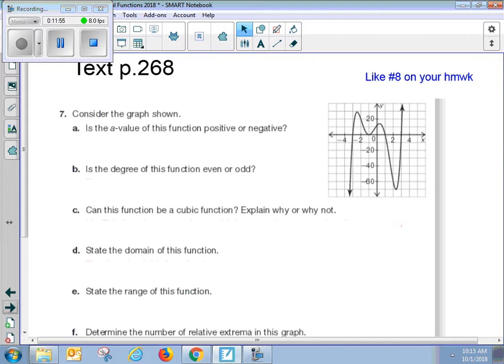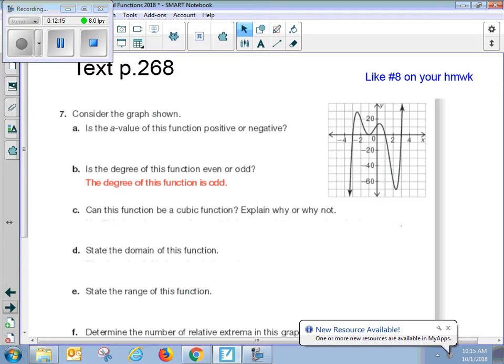Okay, but first, could you look at this? Look at Mrs. Stewart. And could you tell me if it is even or odd? I'm answering part B first. Even or odd? Has to be odd. Everybody agree with that? Okay. Now that I know that it's odd, even picture your line, because x to the first power is odd. I need to know if a value is positive or negative.